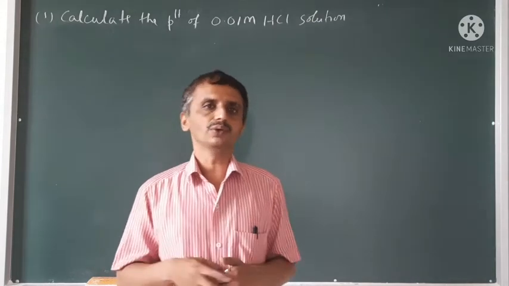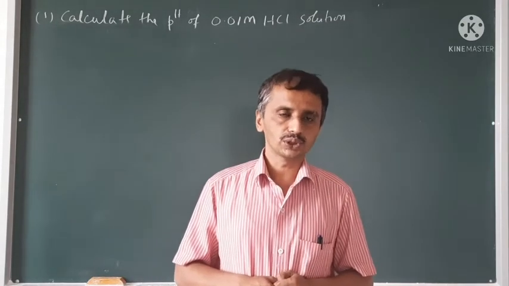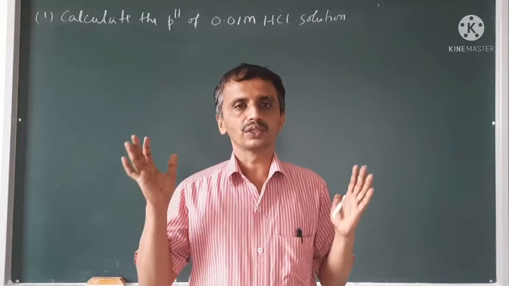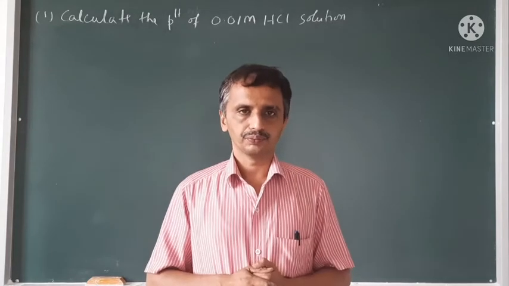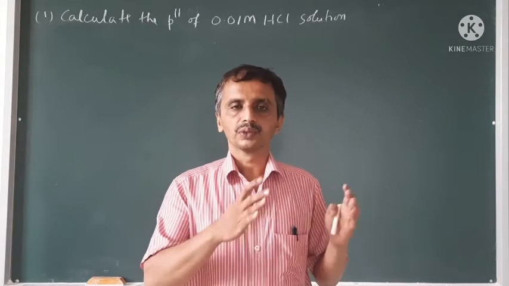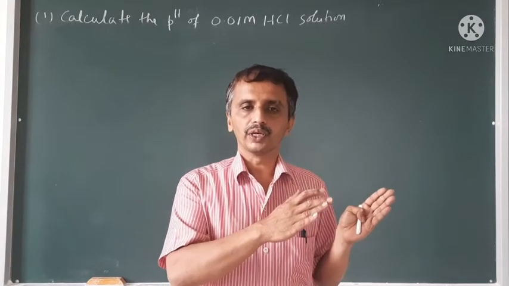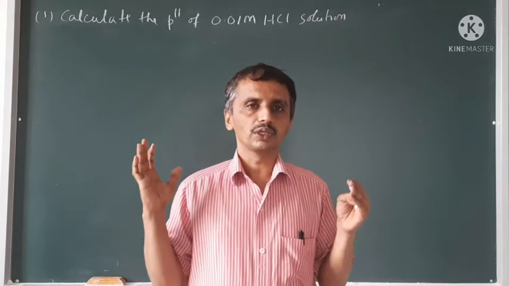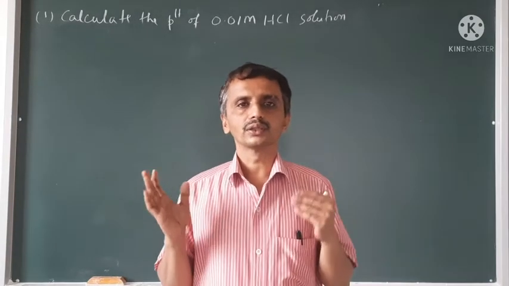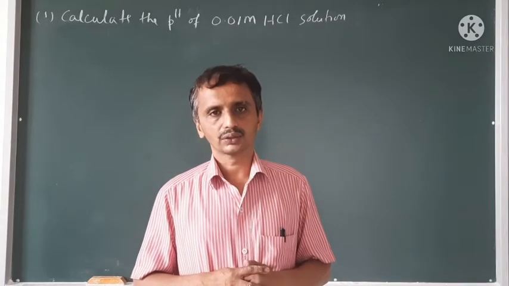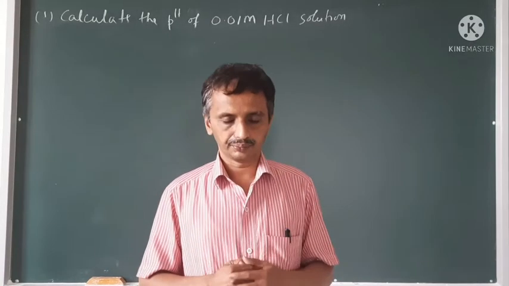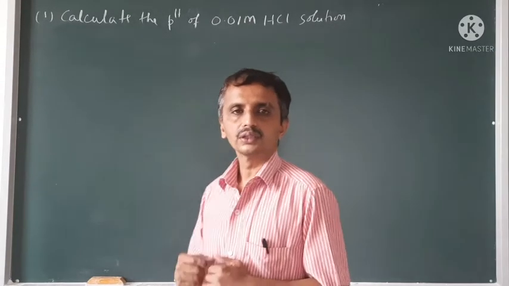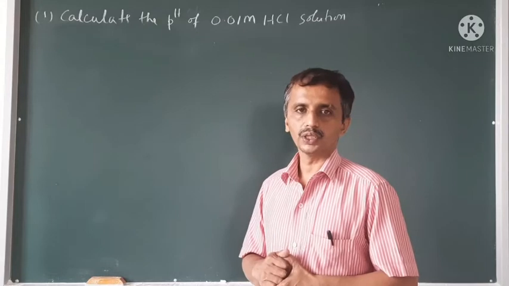See, in the previous video I discussed what is the meaning of pH, what is the meaning of pOH. Then pH plus pOH is equal to 14 at 25 degrees Celsius. pH plus pOH is equal to 12 at 90 degrees Celsius. Now we will discuss certain problems on pH, pOH.